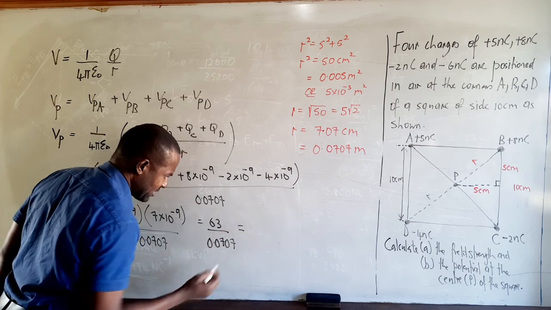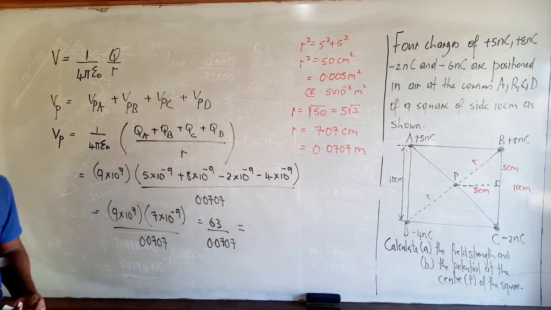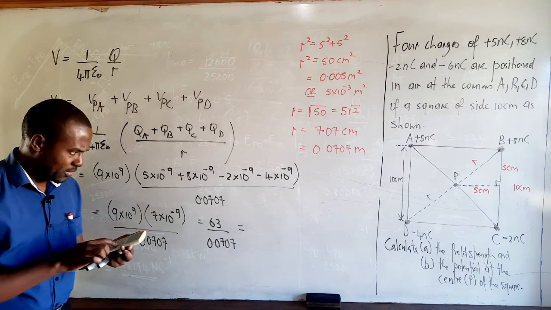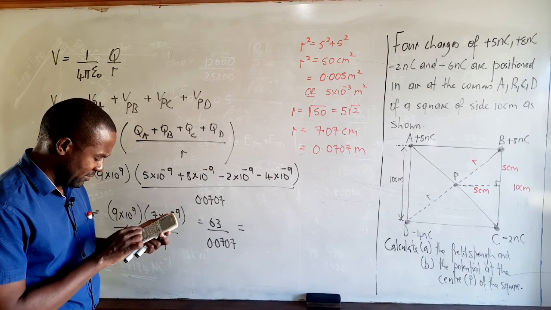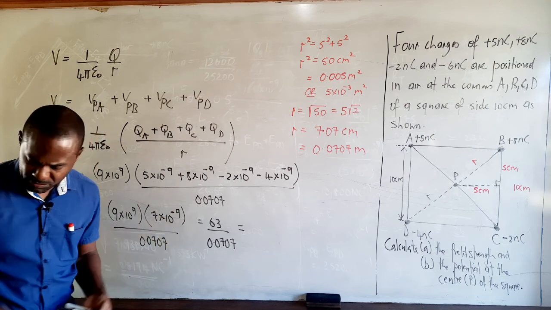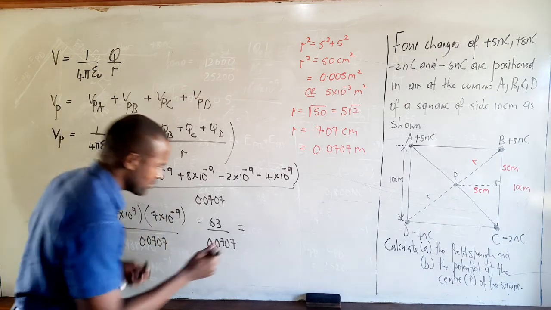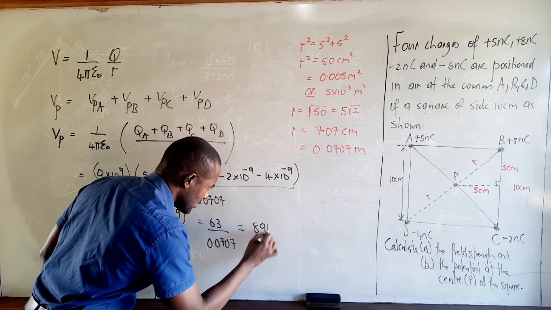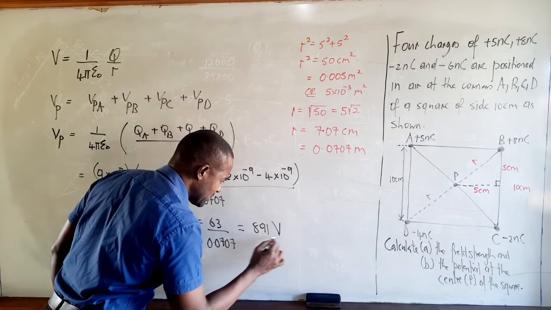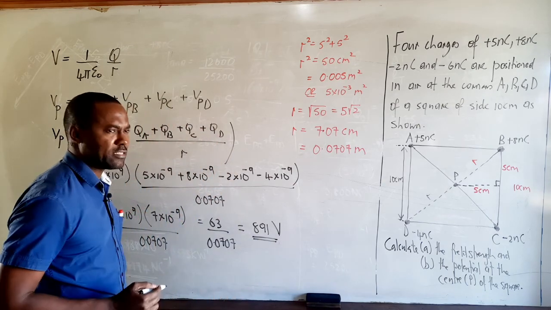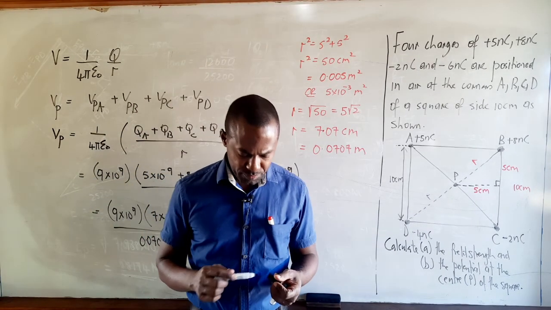For that I will need to go to my calculator. So 63 divided by 0.0707 gives us approximately 891. The SI unit of electric potential is volts. So the electric potential at P is equal to 891 volts.